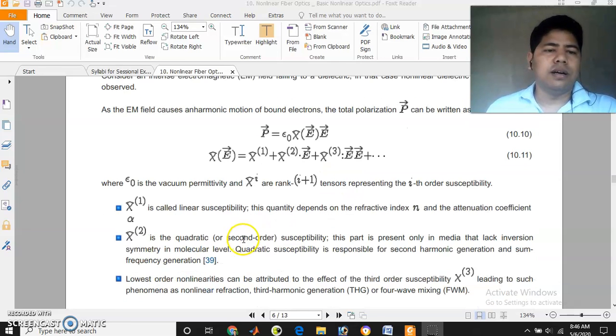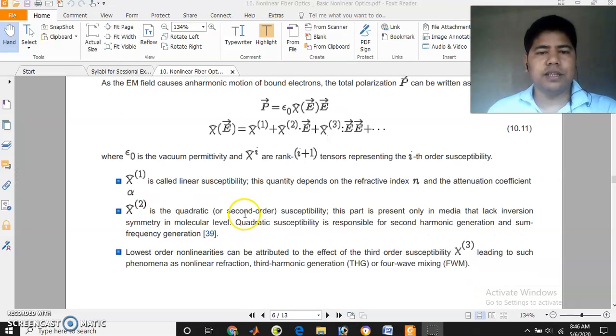Now we know that chi1 is called the linear susceptibility, and this quantity depends on the refractive index n and the attenuation coefficient alpha. Chi2 is the quadratic or second order susceptibility. This part is present only in media which lack inversion symmetry at the molecular level. That part we have rigorously discussed in the third semester.